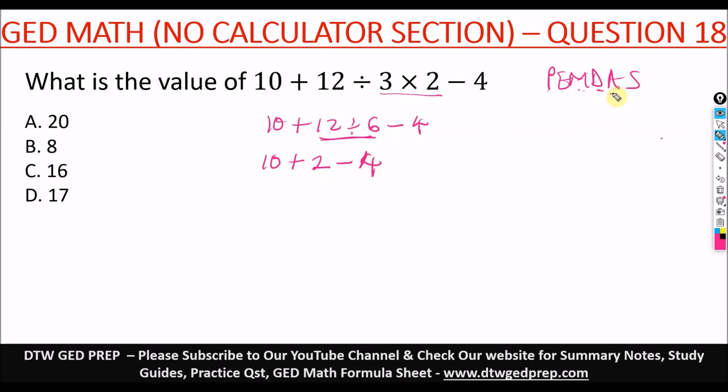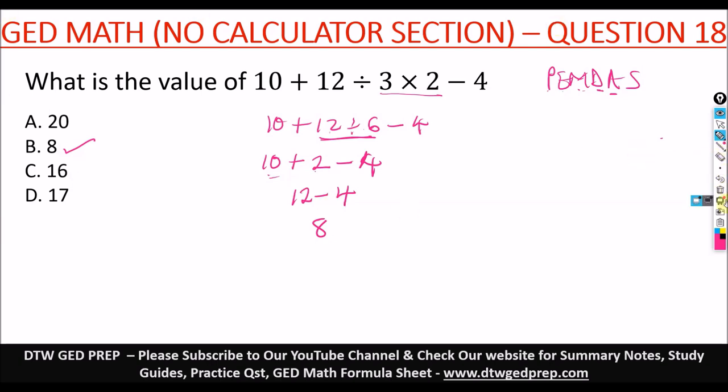The next operation is addition, so we do 10 plus 2, that'll give us 12. Then we have a minus 4. 12 minus 4, that's the final operation, subtraction, we get 8. Our answer here is option B, I mean 8.